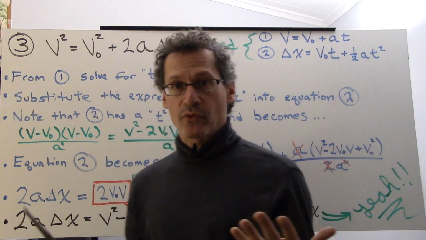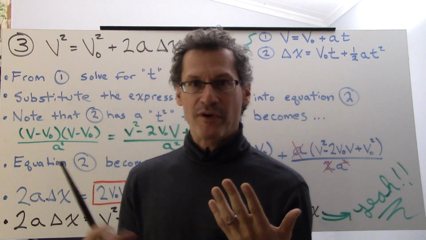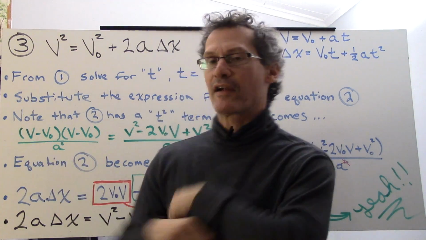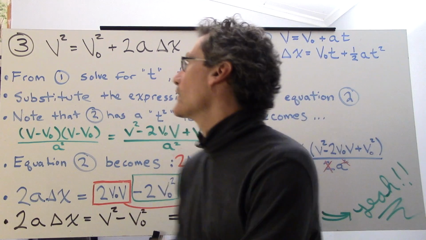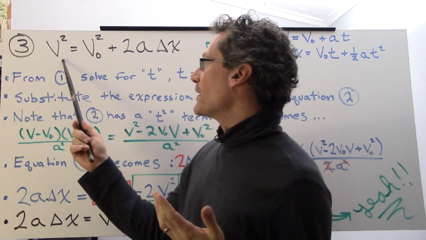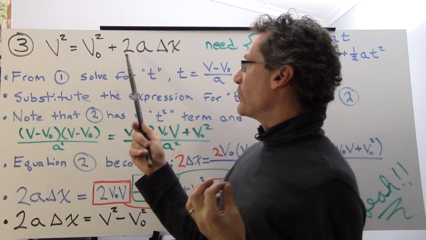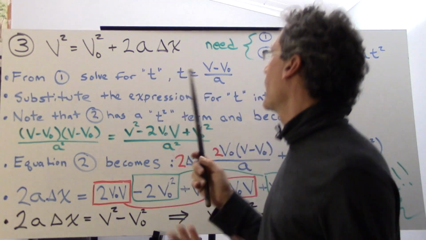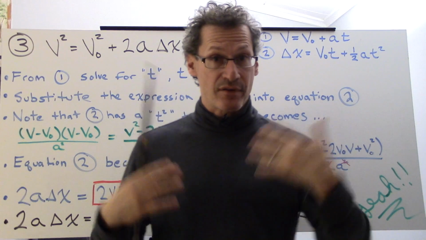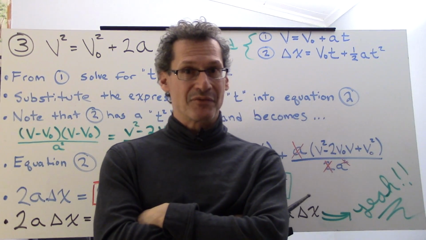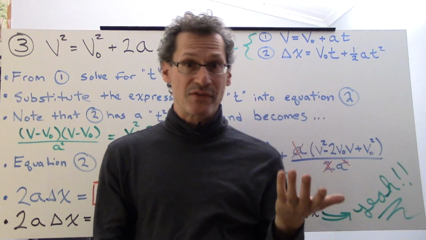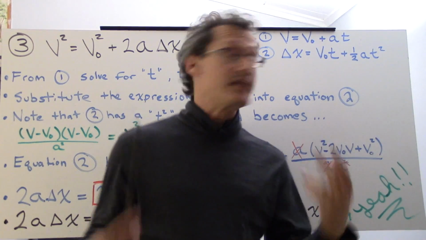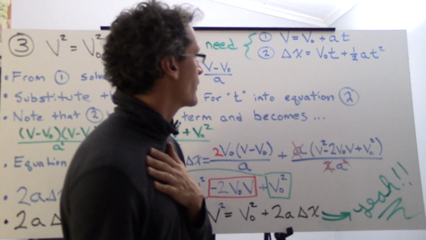Here it is, equation 3. A whole mess of algebra ahead, so let's get started. All right. Okay, v squared equals v naught squared plus 2a change in x, which is displacement. What we need actually are the two equations that we kind of derived already, so we can use them and manipulate them very cleverly to get this end result over here that doesn't have time.